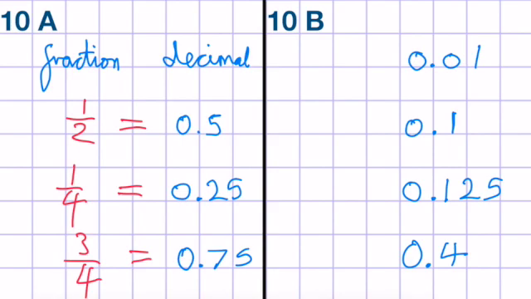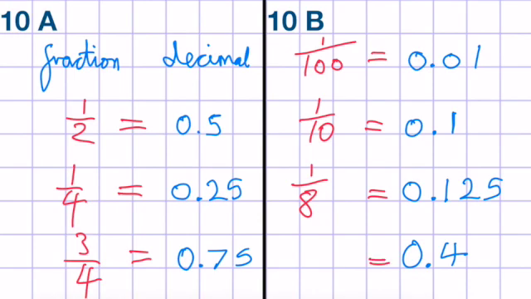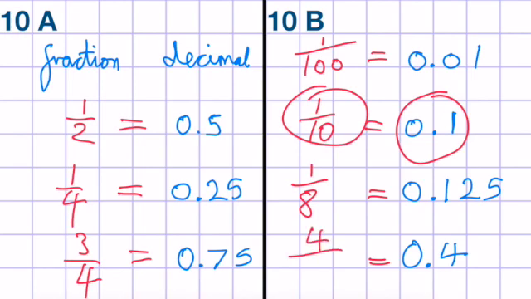0.01 is 1/100th. 0.1 is 1/10. 0.125 is 1/8. And 0.4, well, if you know that 0.1 is a 1/10, you'll know that 0.4 is 4/10.